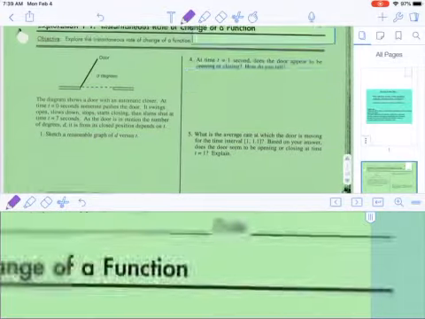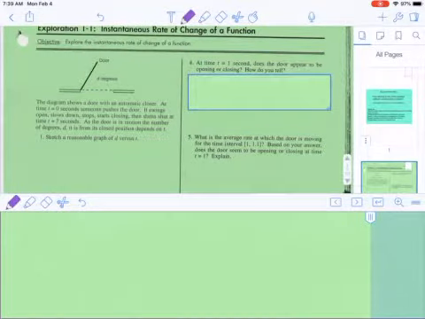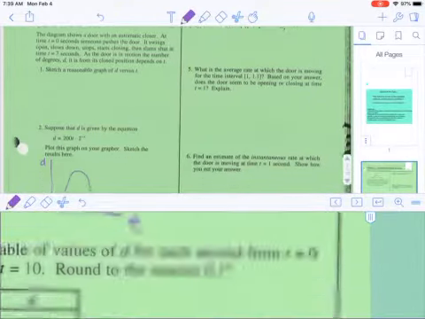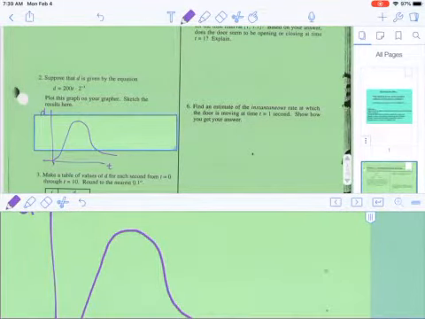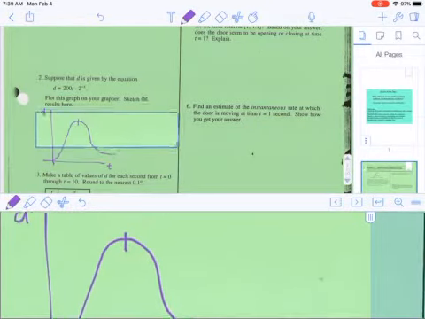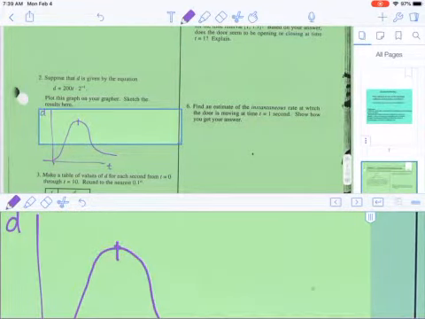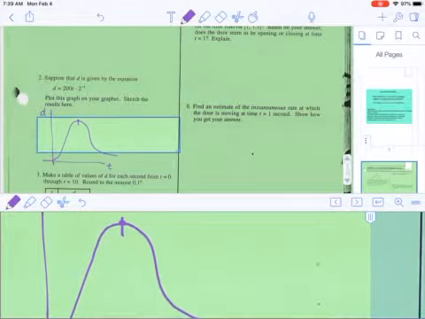Okay, then I want you to skip to number 4, and it says, at 1 second does the door appear to be opening or closing? How can you tell? Well, I think it's pretty obvious that about right here is where the door stops opening and starts closing again, because the graph goes from increasing to decreasing, right? So the number of degrees is increasing until this top point, and then it starts to decrease again.